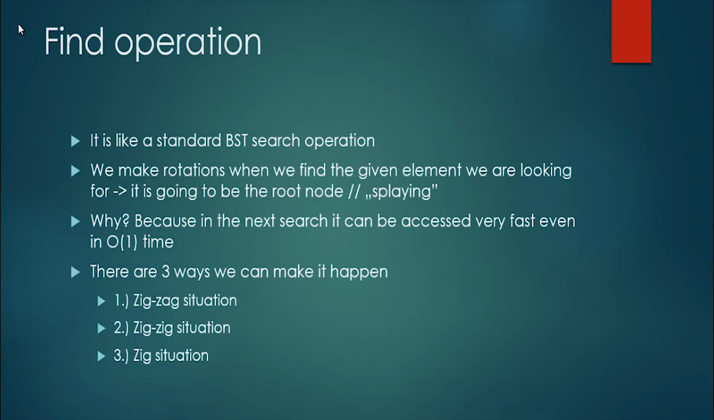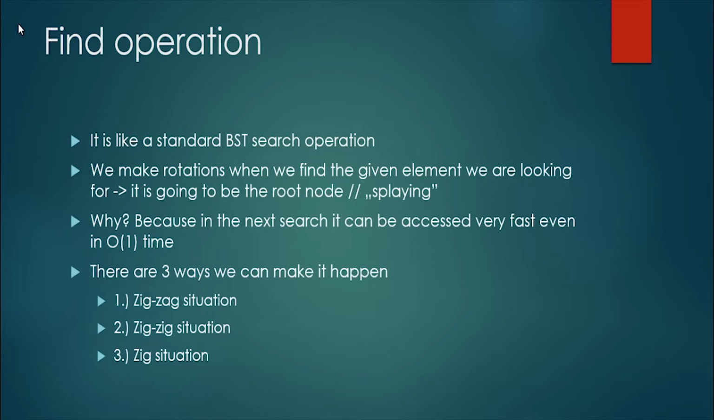And the most important operation for a Splay tree is the find or search operation, because finding the minimum, the maximum, the in-order traversal, and all the other operations are exactly the same as for AVL trees and for binary search trees. So it is like a standard binary search operation. We have to make rotations when we find the given element we are looking for. It is going to become the root node, so that's what we call splaying, and that's why this data structure is called a Splay tree. So we find the given node according to the binary search tree operation. Then we make rotations to make sure that the node we are looking for is going to be the root node.